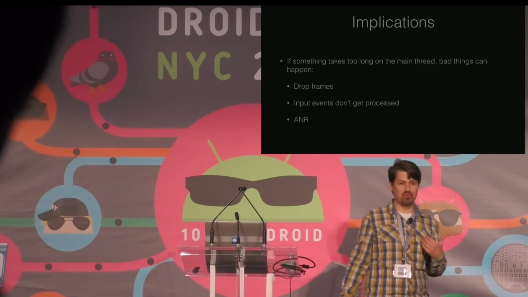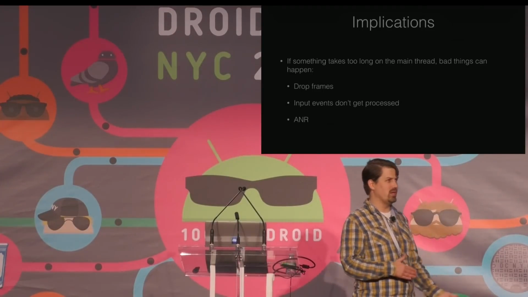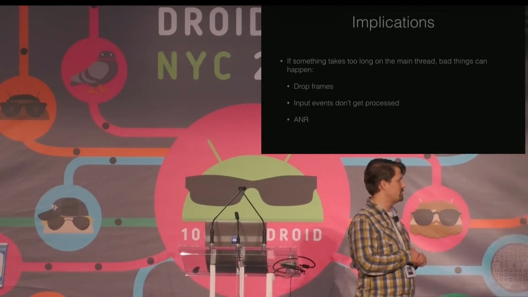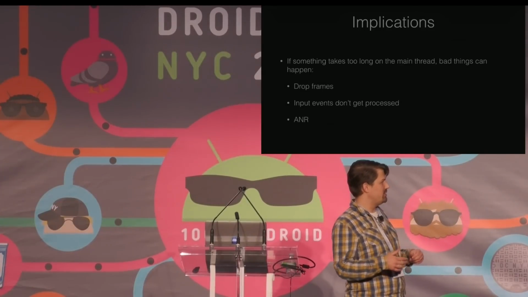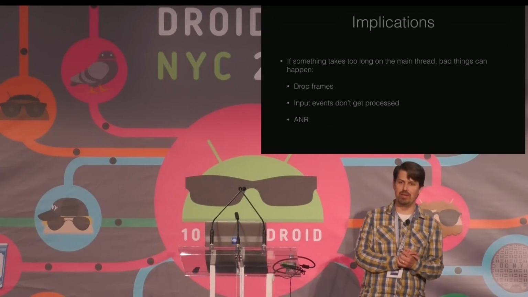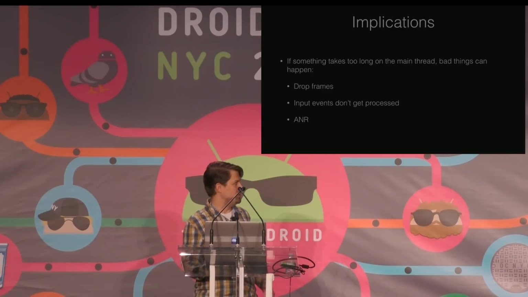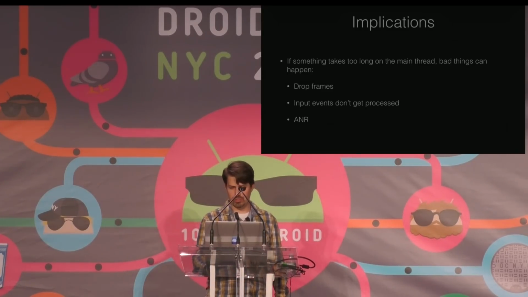Events get processed on the main thread. So when you touch the screen, that ends up as an event on the main thread. So that is going to have to wait till it gets to the front of the queue to get processed. And if you really delay the main queue, you're going to get an application not responding. If something takes roughly 5 seconds, I guess, on the main queue, probably depending on the Android version.